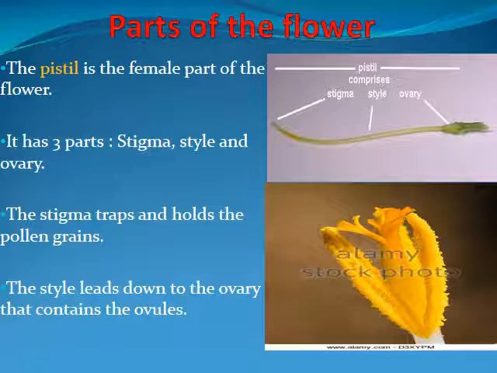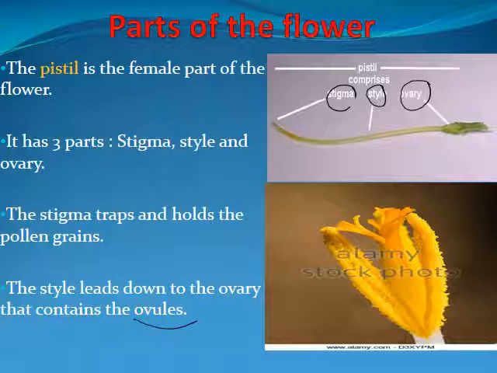And in this figure, this is the pistil. It's composed of the stigma. This is the stigma, style, and the ovary. The stigma traps and holds the pollen grains. It holds the pollen grains on it. Yes, it contains the pollen grains. Excellent. While the style leads down to the ovary that contains the ovules.